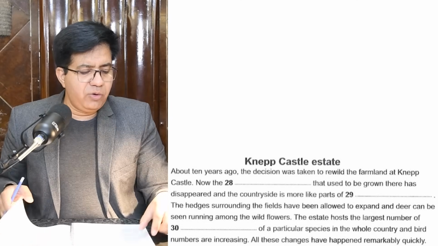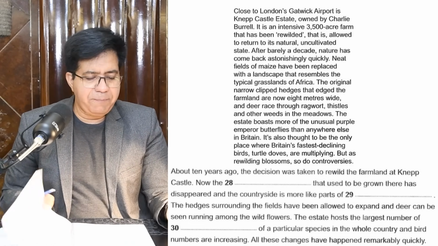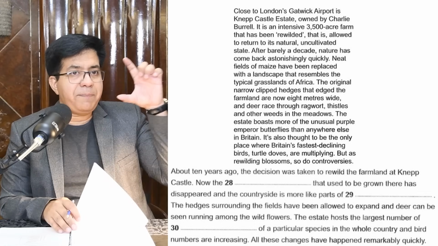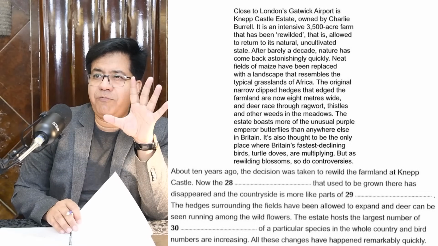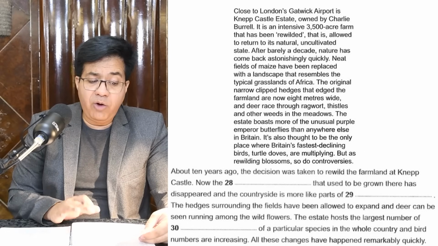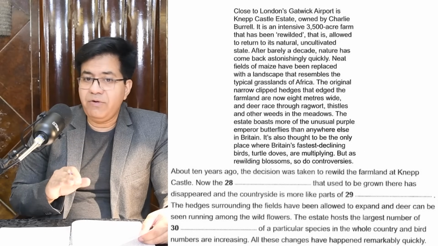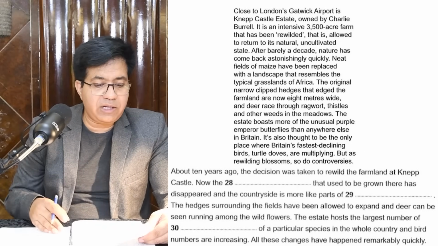And another good clue is Knepp Castle Estate. That is the title. Now the good thing is, in this one paragraph, you will find 3 answers, which you can do in a couple of minutes without any problem. Now we read the question. Okay, do not read and waste your time. First you need to locate the answer, find the location. Now you read the question.